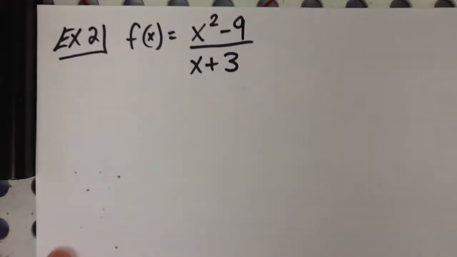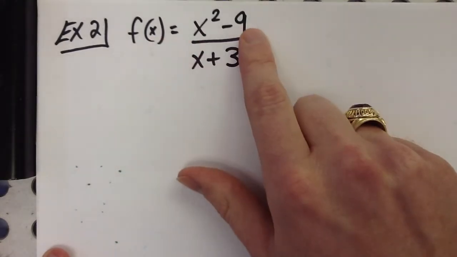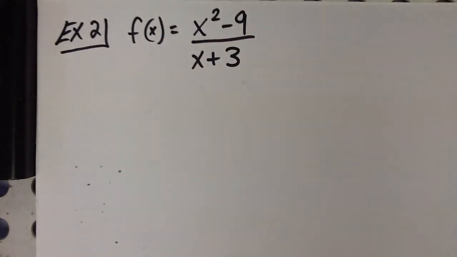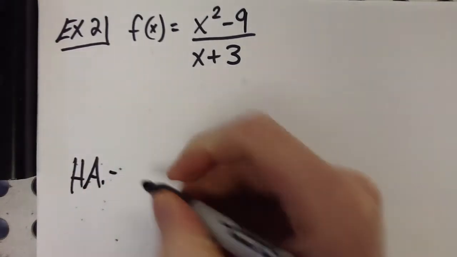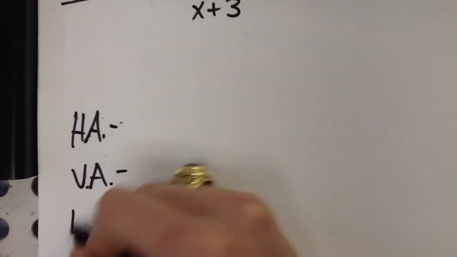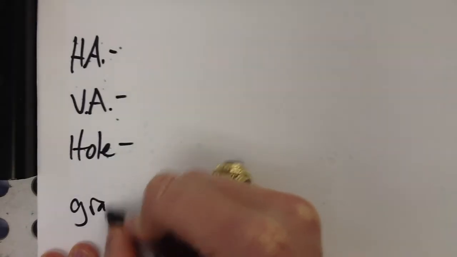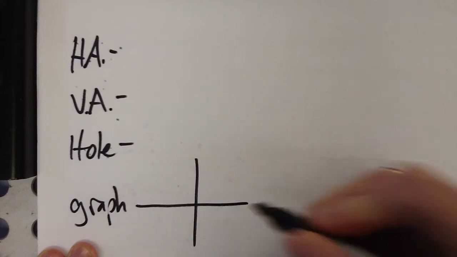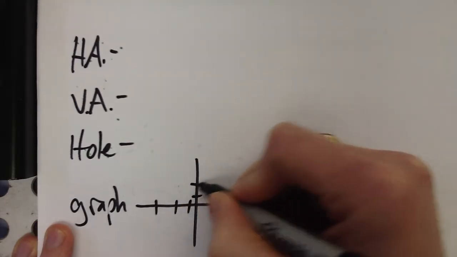Let's do a couple more examples, and hopefully they'll start to make more sense now. So, f of x equals (x squared minus 9) over (x plus 3). Okay. So same three things. We want to try to find a horizontal asymptote if there is one, a vertical asymptote if there is one, and we want to find a hole in the graph if there is one. And we're going to actually draw the graph. So these are the things you'll have to do on your homework. Let me just get a couple lines in here and get ready to go.